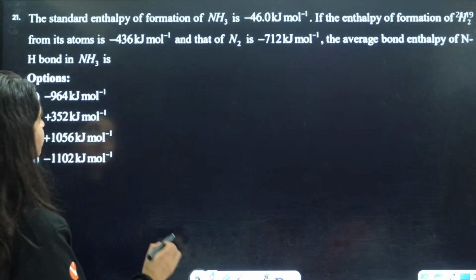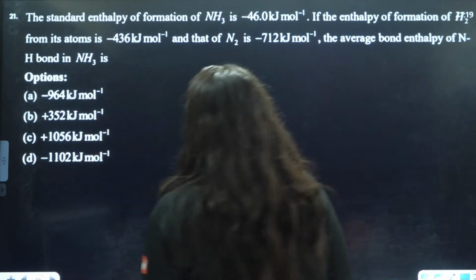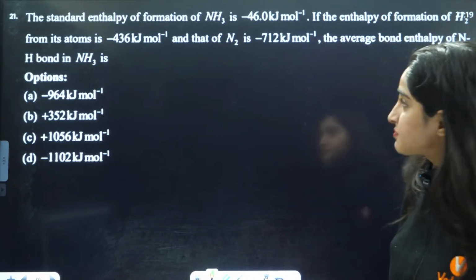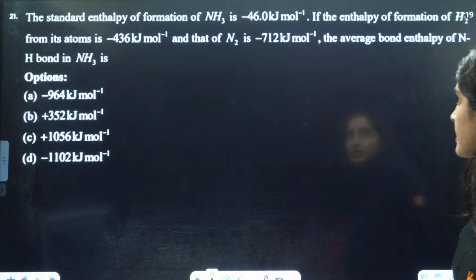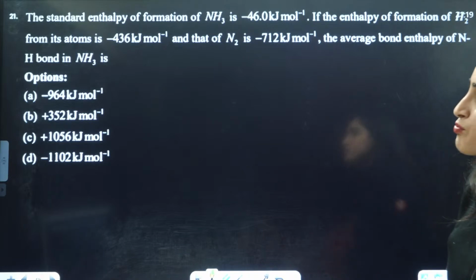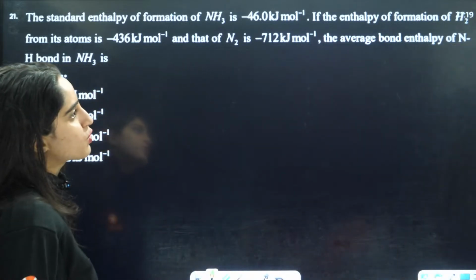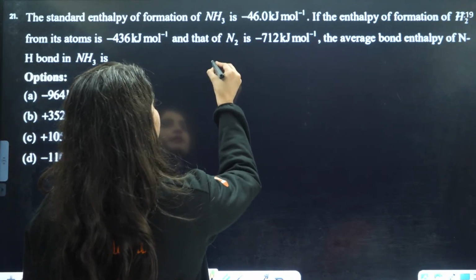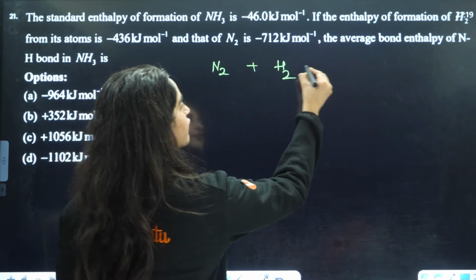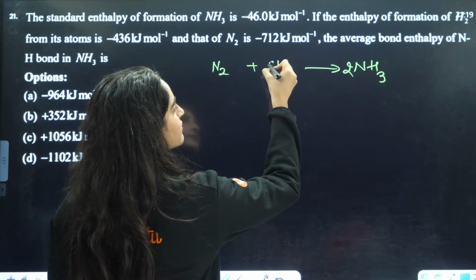Okay, next, they are saying the standard enthalpy of formation of NH3 is this. If the enthalpy of formation of H2 from its atoms is this, and that of N2 is this, find the average bond enthalpy of NH bond in NH3. So basically, standard enthalpy of formation, Haber's process you have to write here, right? N2 plus H2 give rise to NH3, so it will be 2 here and this is 3.